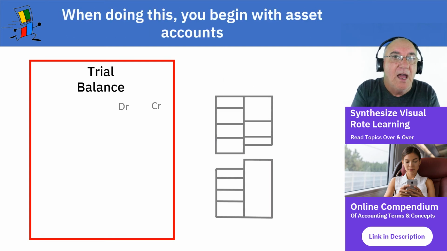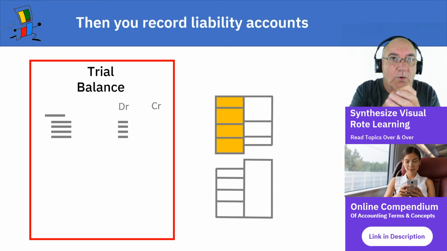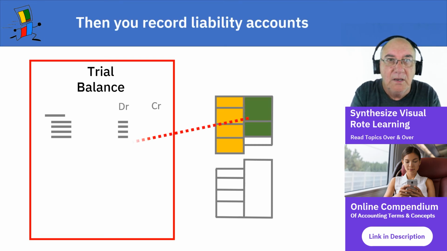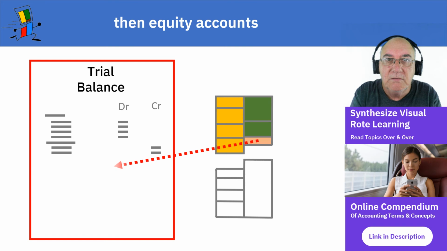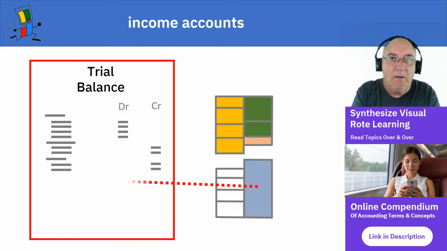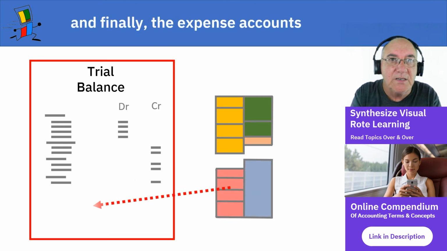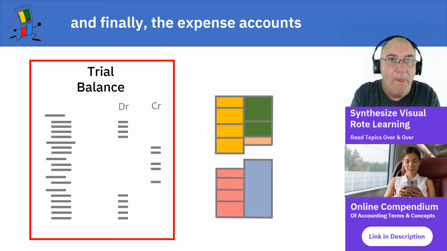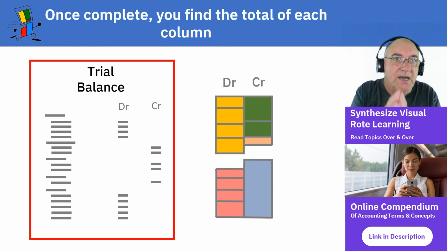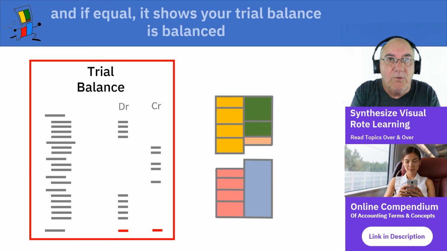When doing this, you begin with the asset accounts. Then you record the liability accounts, then equity accounts, income accounts, and finally the expense accounts. Once complete, you find the total of each column, and if equal, it shows the trial balance is balanced.